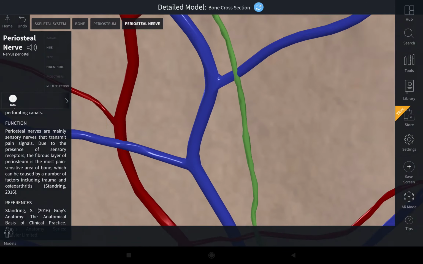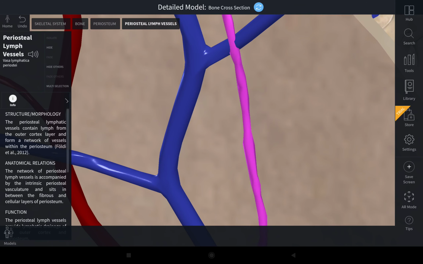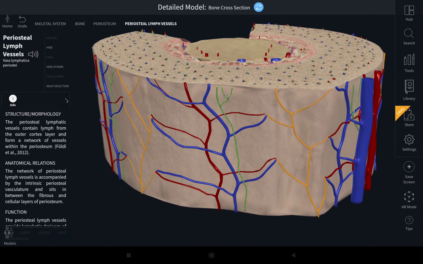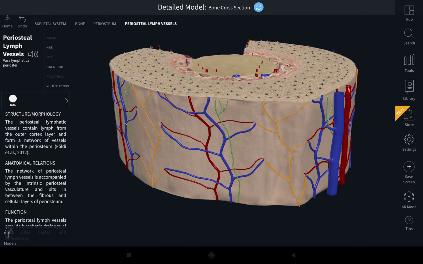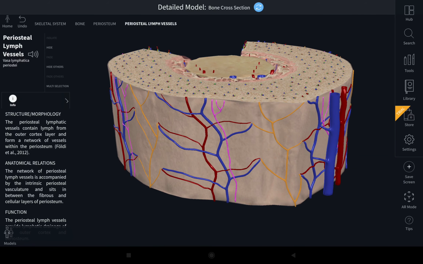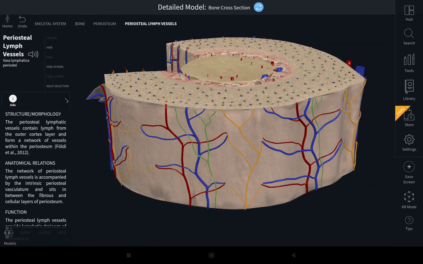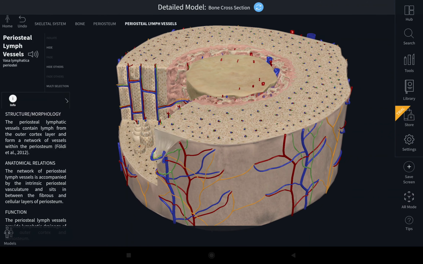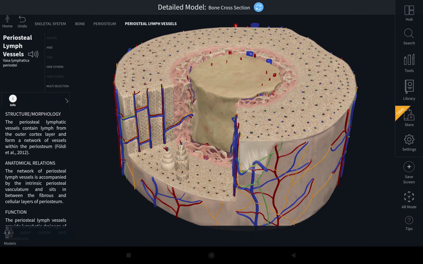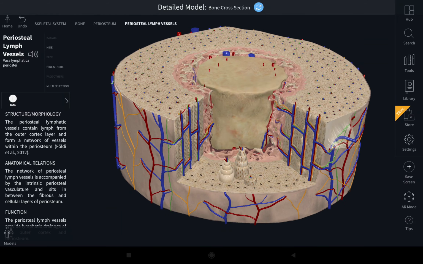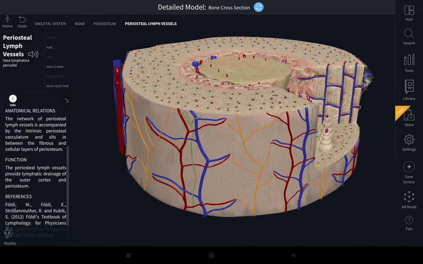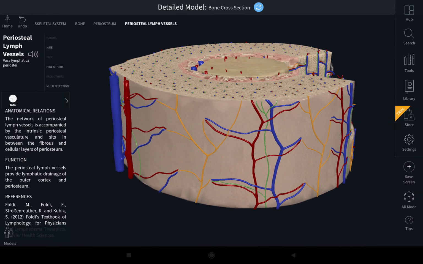Here we see another structure, the periosteal lymph vessels. The periosteal lymphatic vessels contain lymph from the outer cortex layer and form a network of vessels within the periosteum. Anatomical relations: the network of periosteal lymph vessels is accompanied by the intrinsic periosteal vasculature and sits in between the fibrous and cellular layers of the periosteum. Function: the periosteal lymph vessels provide lymphatic drainage of the outer cortex and periosteum.